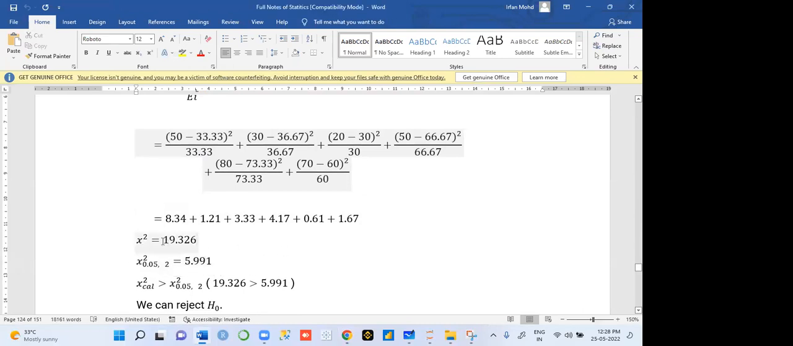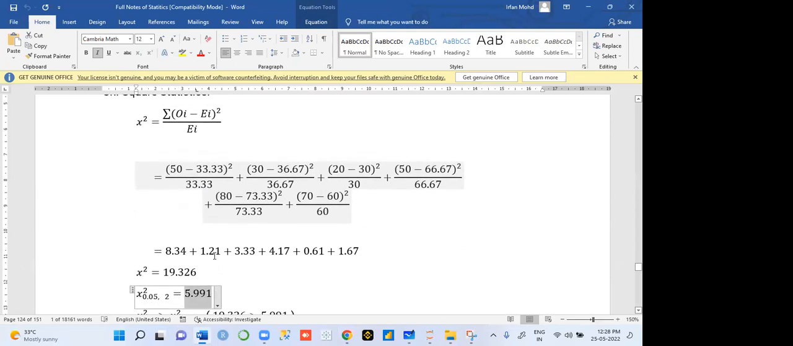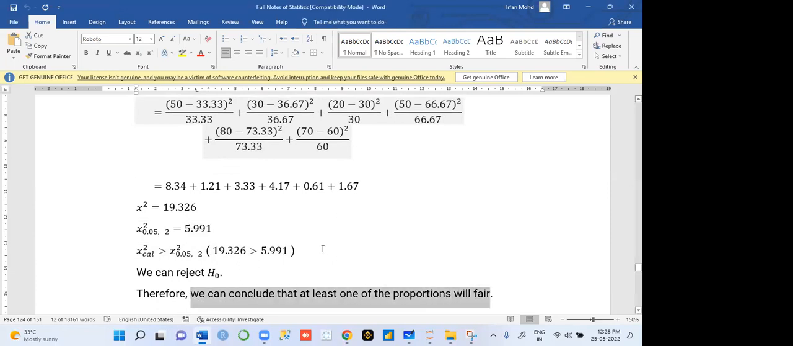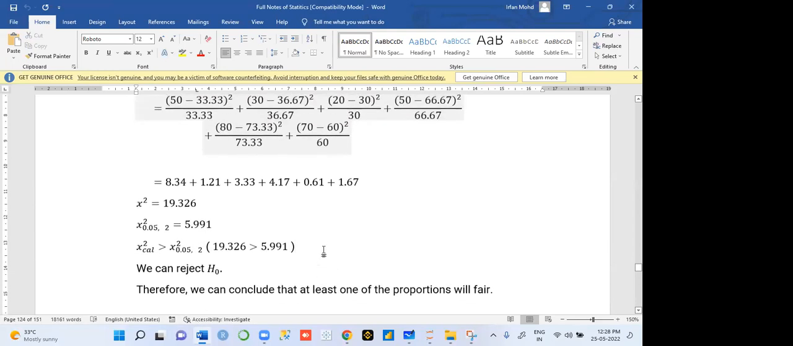So can I say my calculated value is greater than the table value? If it is greater, what do we do? We reject and conclude at least one of the proportions is not similar. Got the point? So you can write this.